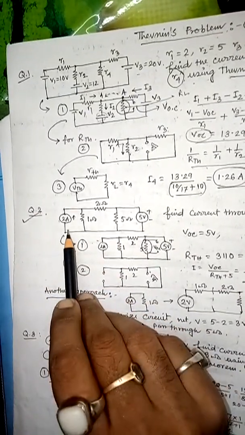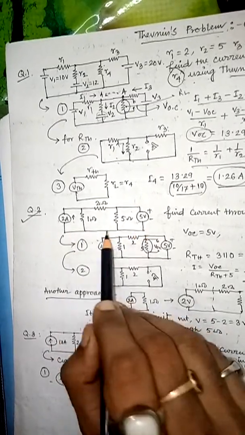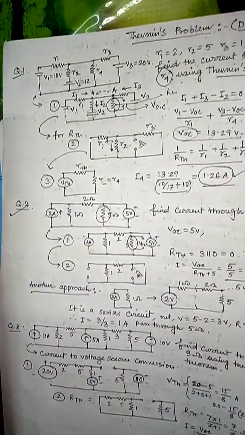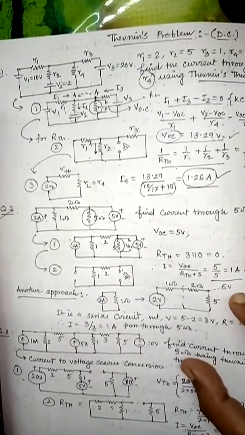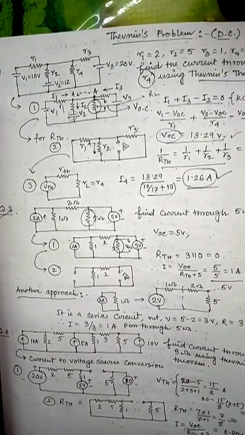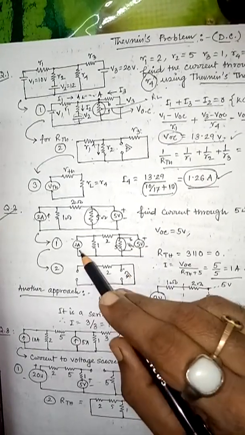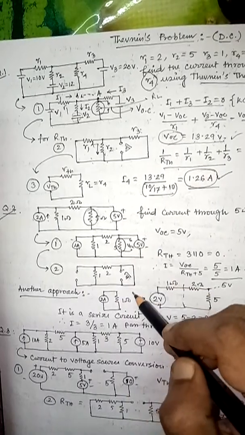Okay, so now come to question number 2, this one. Here one current source is applied, and here a voltage source is applied, so it is a mixture of current and voltage sources. You have to find the current through this particular resistance. According to our earlier discussion, how should we start? First of all, we have to remove this. The circuit looks like this. The 2 ampere current source is open, and the voltage sources are shorted.